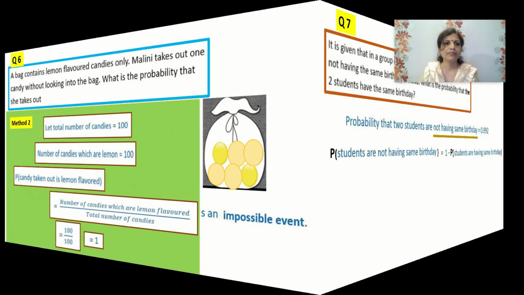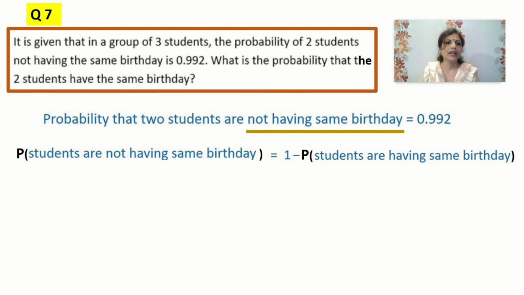Moving to the next sum. This is question number 7. It is given that in a group of 3 students, the probability of 2 students not having the same birthday is 0.992. What is the probability that the 2 students have the same birthday? Now you are given the probability of the 2 students not having the same birthday as 0.992, and what is asked is the probability that the 2 students have the same birthday. Now see how the sum goes.